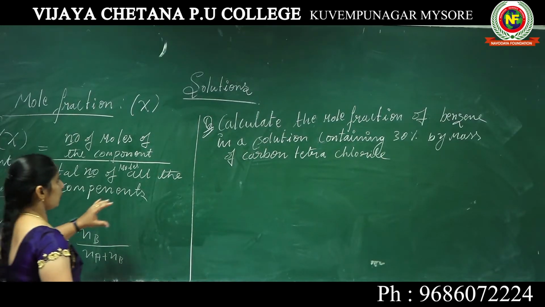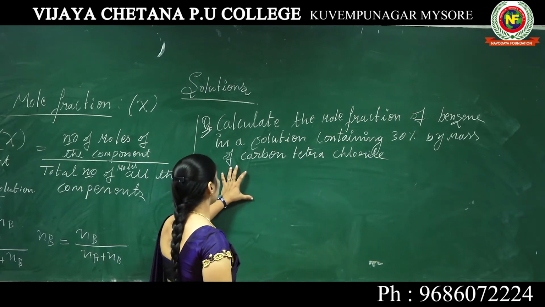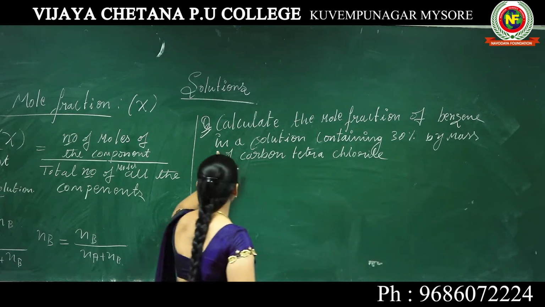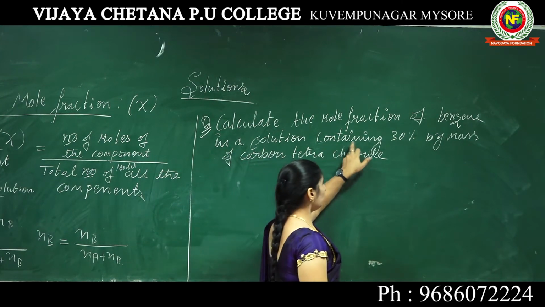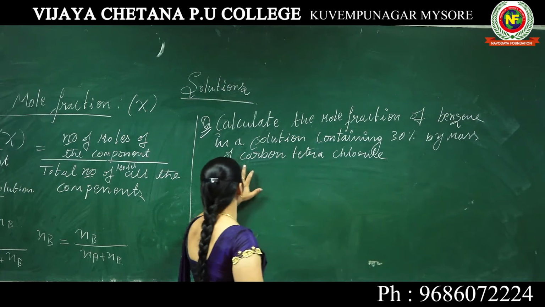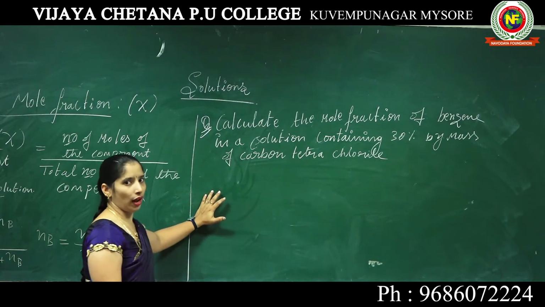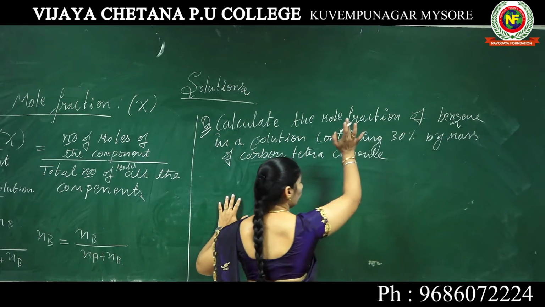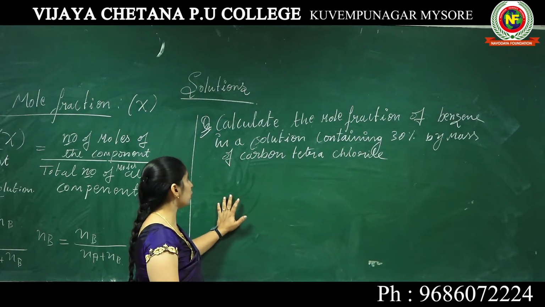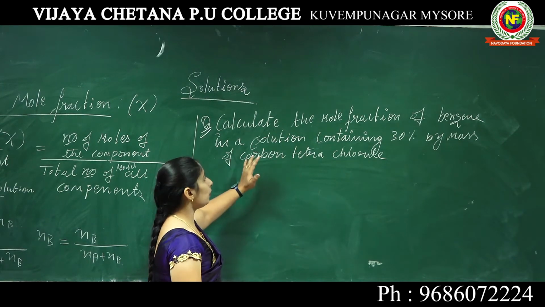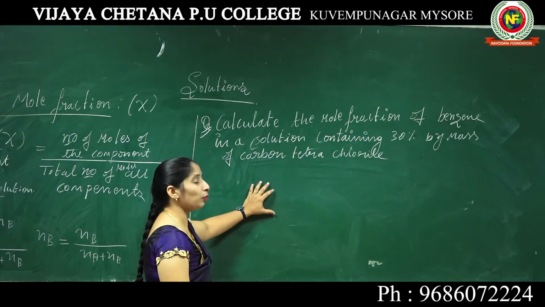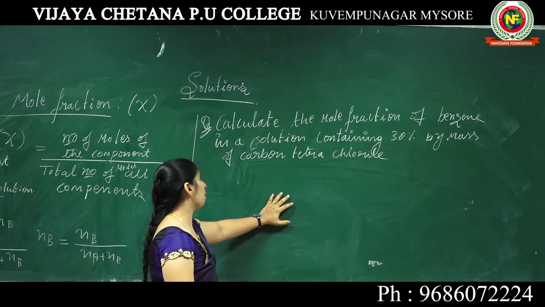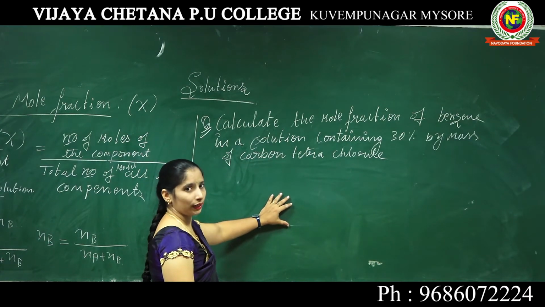So the question is based on the mole fraction. Calculate the mole fraction of benzene in a solution containing 30% by mass of carbon tetrachloride. We have to find out the mole fraction. This is one of the ways to find out the concentration of the solution.